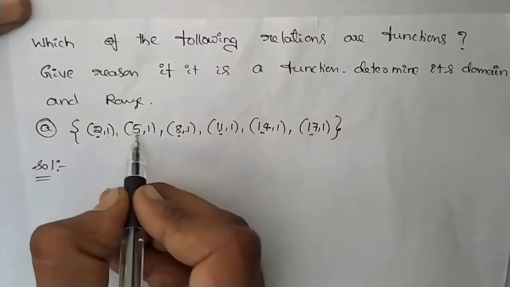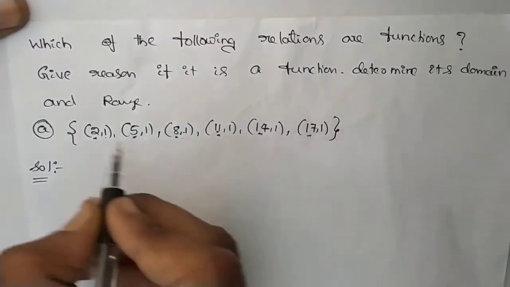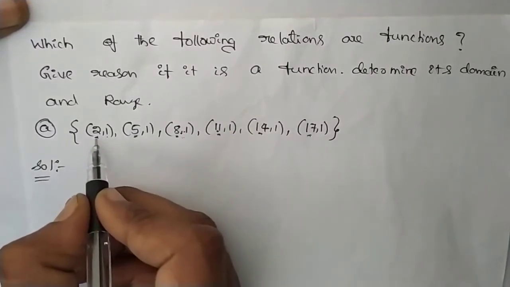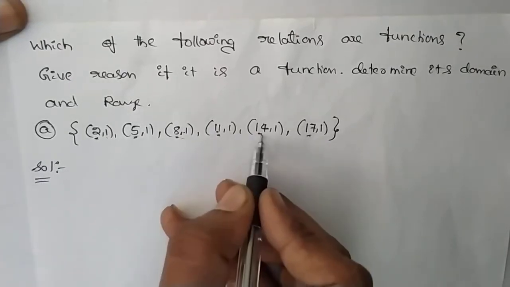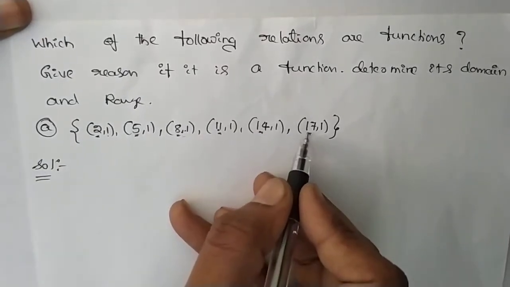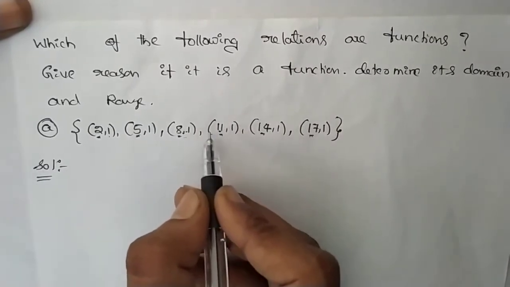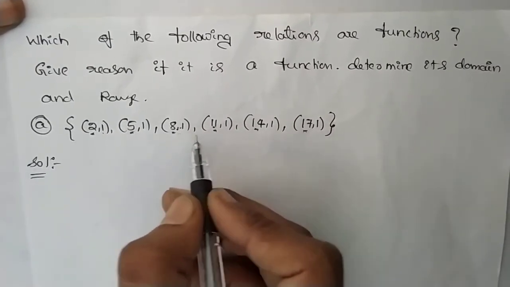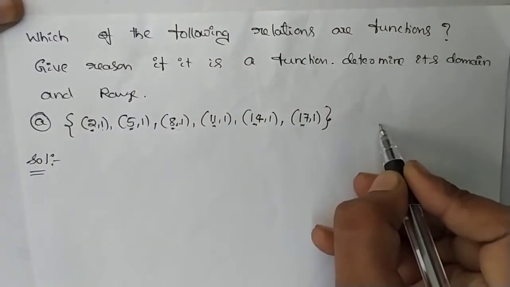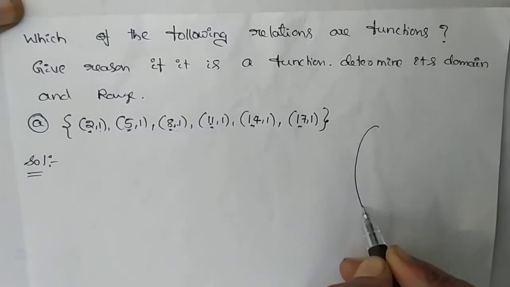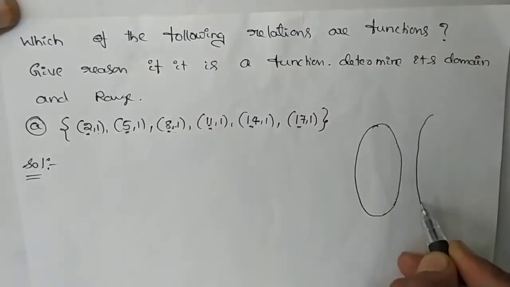Here we have 2, 5, 8, 11, 14, 17. You just observe the first element of the ordered pair: 2, 5, 8, 11, 14 and 17. Here the first element is not repeated, hence it is a function. If you want to represent this relation in an arrow diagram, you can do so.